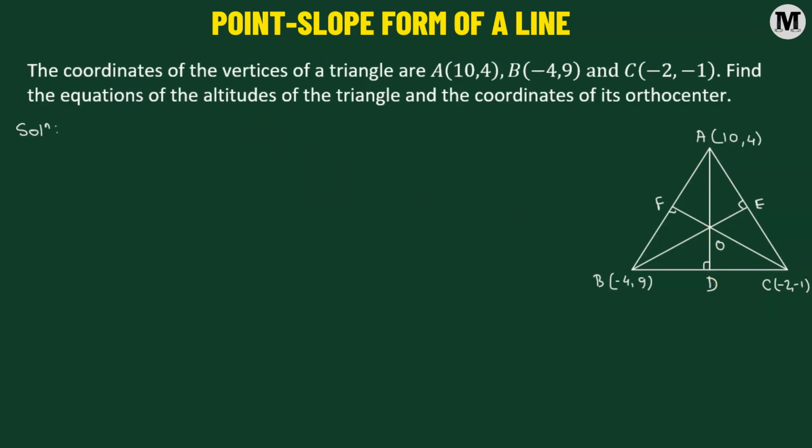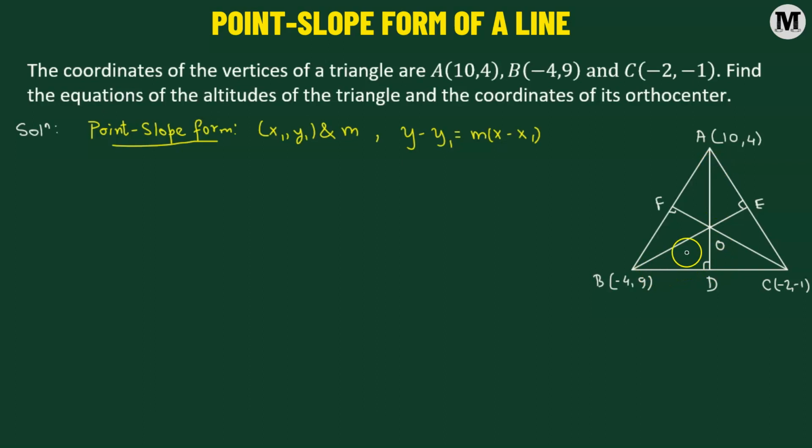Now let's quickly go through the formula that we will be using in order to find out the equation of any given line. So here what we will be using is known as the point slope form of a line. The point slope form of a line states that if we know the point through which a particular line passes, let's say the point B having the coordinates x1, y1, and we also know the slope of that line, then the equation of the line will be given by y minus y1 equals the slope m times x minus x1.